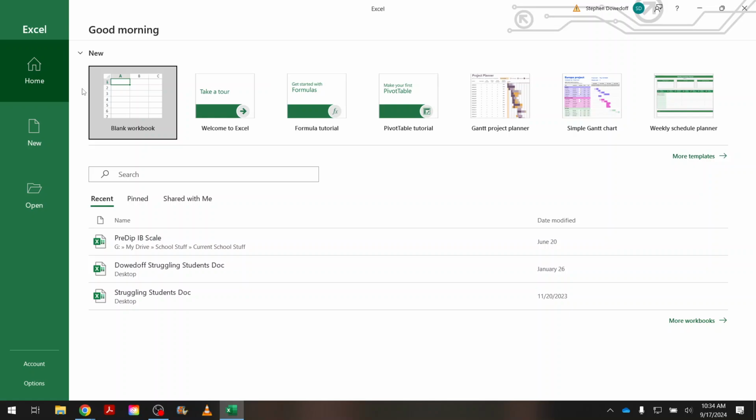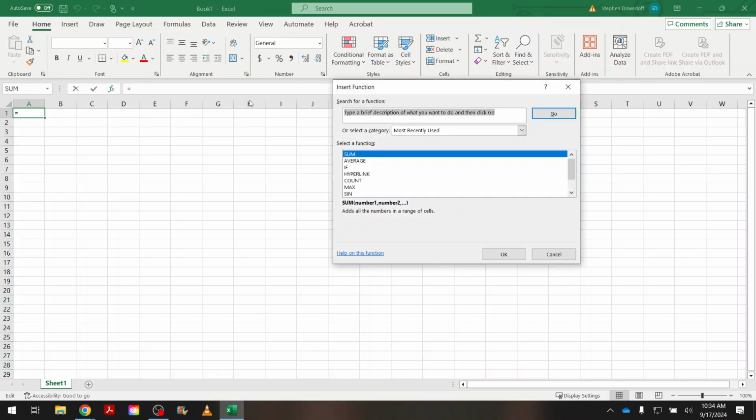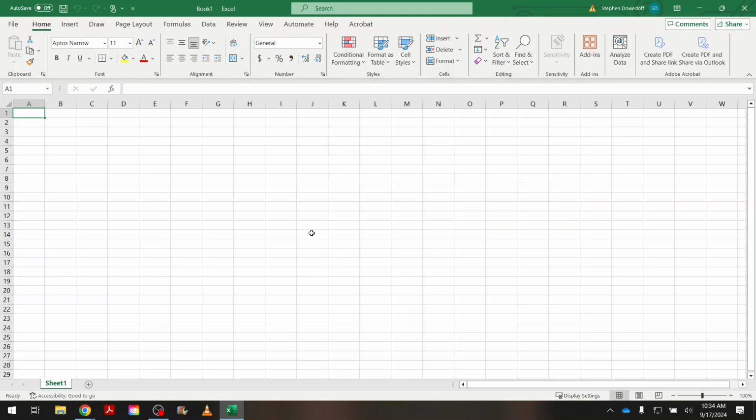So we need to make a table. I'm going to create a blank workbook. I'm going to make a table, and I'm actually going to do question number 4, just to show you what this is going to look like. So I'm going to have period, or big T in seconds, and L in centimeters. I'm going to fill this in.